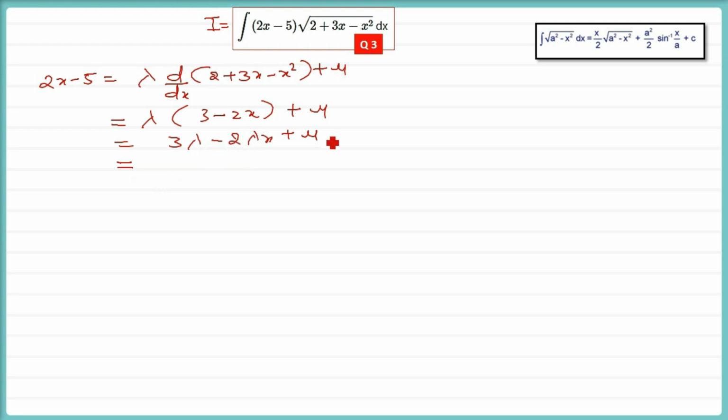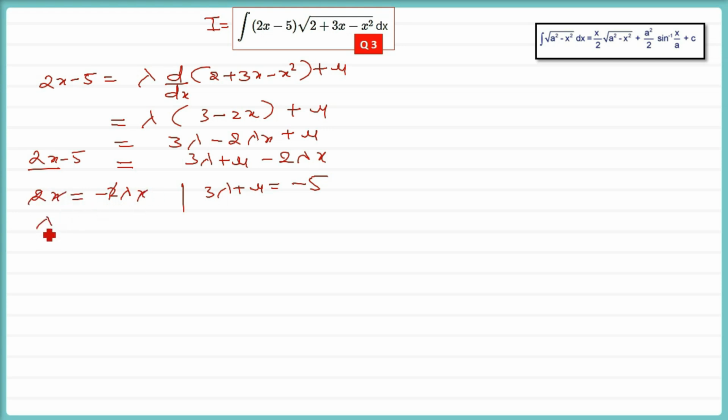Multiply the things inside and now equate. That is x with x, x square with x square, constant with constant. We don't have x square here. So 2x can be equated with negative 2 lambda x, which is the x term on the right hand side. This is the first equation. The second equation will be 3 lambda plus mu equal to negative 5. Now you see here 2 can be cancelled by 2x with x, so lambda becomes negative 1. So 3 lambda is negative 3, so negative 3 plus mu equals negative 5. So mu will become negative 2. We have the value of lambda and mu.